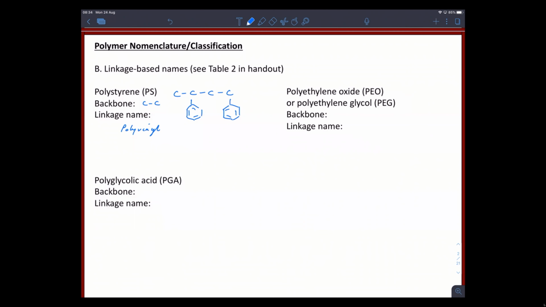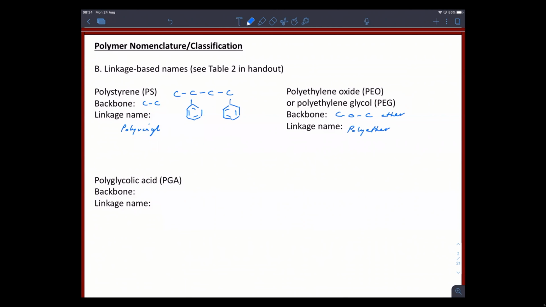Just know that if you read those things in books, you come across different variations. So polyethylene oxide, or PEG, that you saw before, has a C-O-C. That is actually an ether. So the linkage name would be polyether.